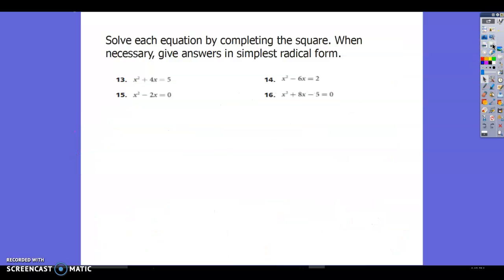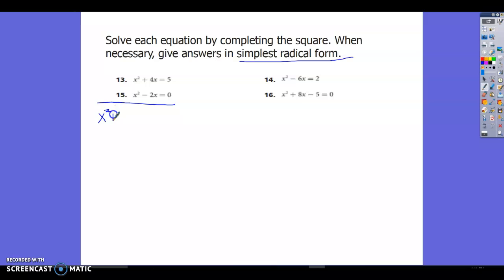Solve each equation by completing the square. When necessary, give answers in simplest radical form. All right, so we're not going to give decimals. We're going to leave it in radical form. So let's look at a couple examples here. Let's look at number 13.